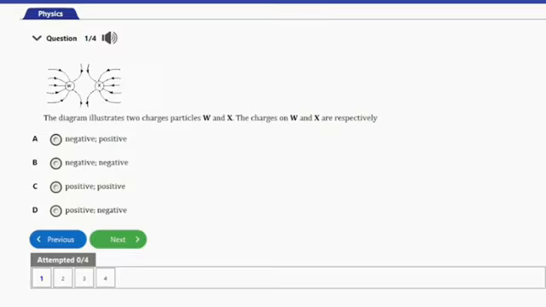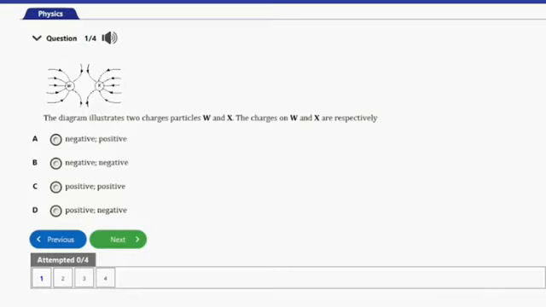It has a diagram here, and the question says, the diagram illustrates 2 charges, particles W and X. The charges on W and X are respectively: A, negative, positive; B, negative, negative; C, positive, positive; D, positive, negative. So option B is the correct answer to this question.